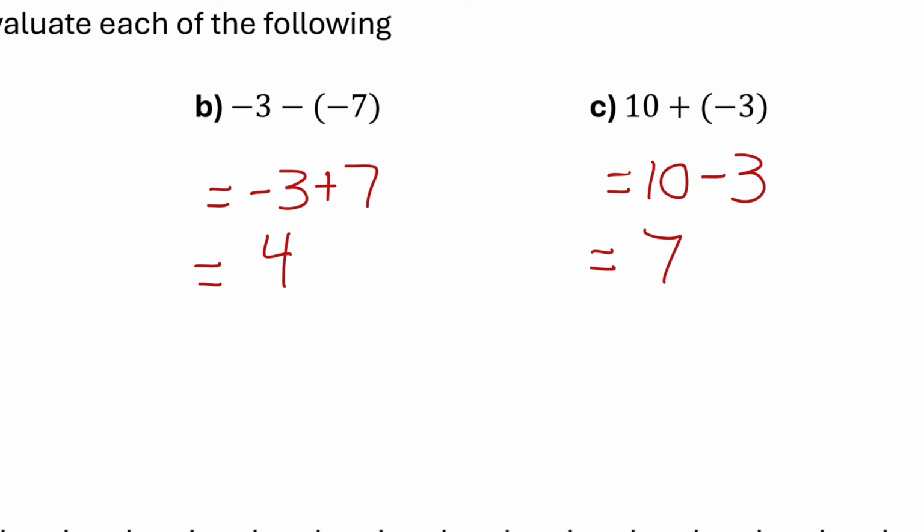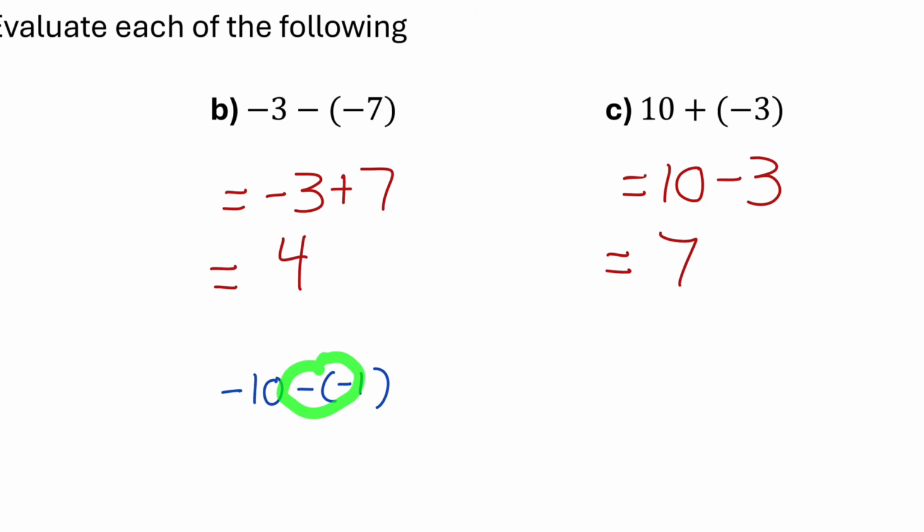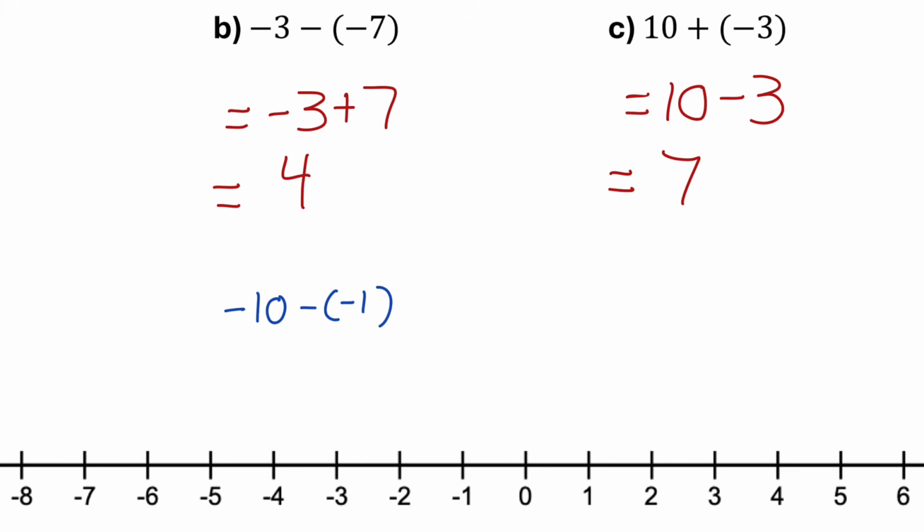So for example, if I had negative 10 minus negative 1, these two minus signs here just change the operation between the numbers to be plus. So it would be negative 10 plus 1, which is negative 9. So even though there were two minus signs here, the answer can still be negative. So the two minus signs here don't tell us anything about the sign of the answer. They just tell us what we can change the operation between the integers to be.